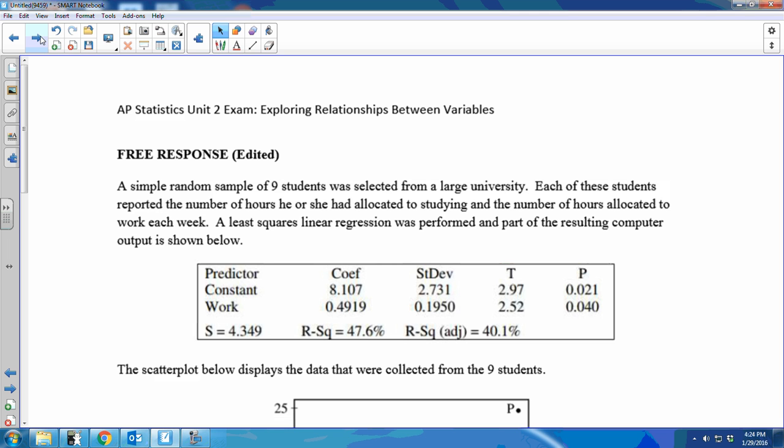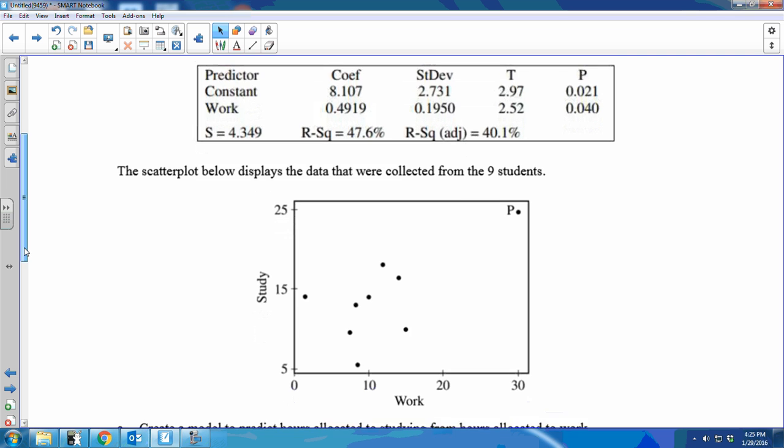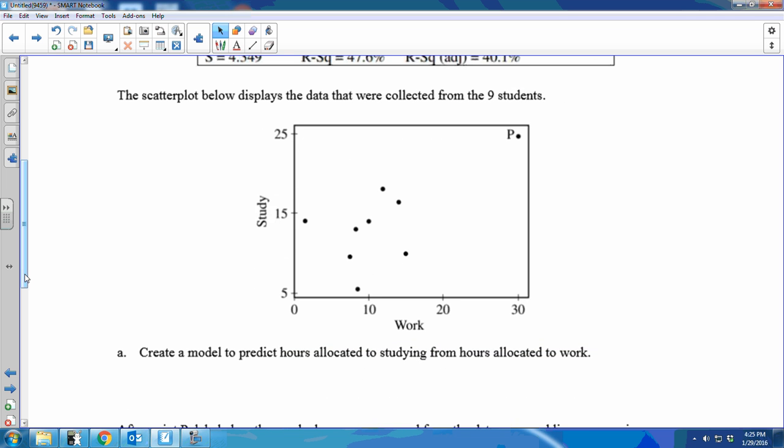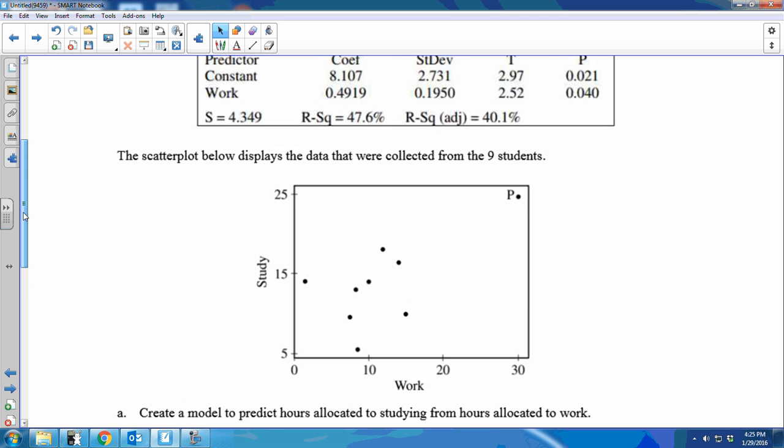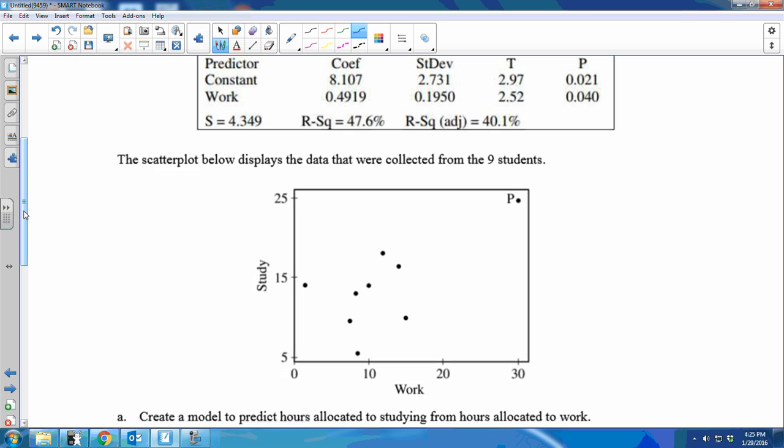Okay, then we have the free response. A simple random sample of 9 students was selected from a large university. Each of these students reported the number of hours he or she had allocated to studying and the number of hours allocated to work each week. A least squares linear regression was performed, and part of the resulting computer output is shown below. The scatter plot below displays the data that were collected from the 9 students. So we have a computer output and a scatter plot. Create a model to predict hours allocated to studying from hours allocated to work. This time we're using the computer output. So this is for part A. I'm going to do it over here.